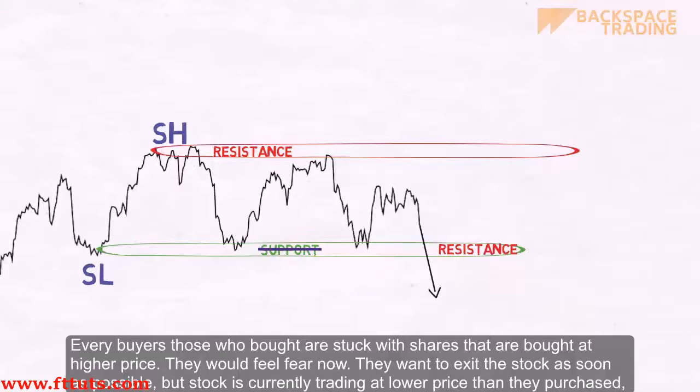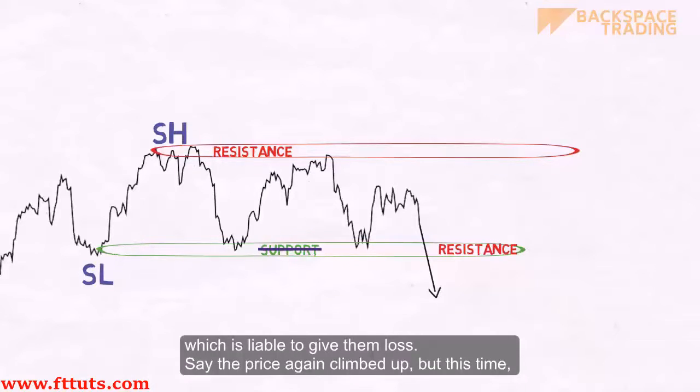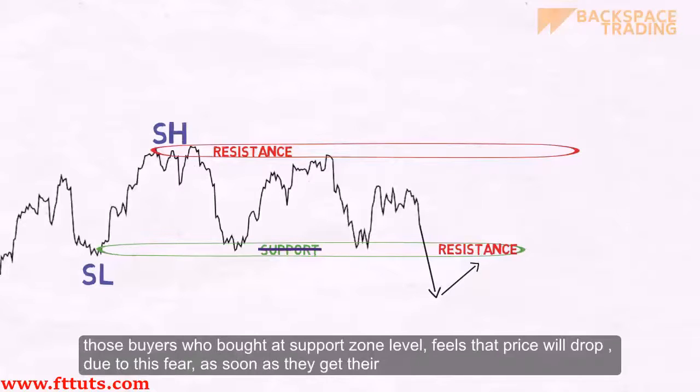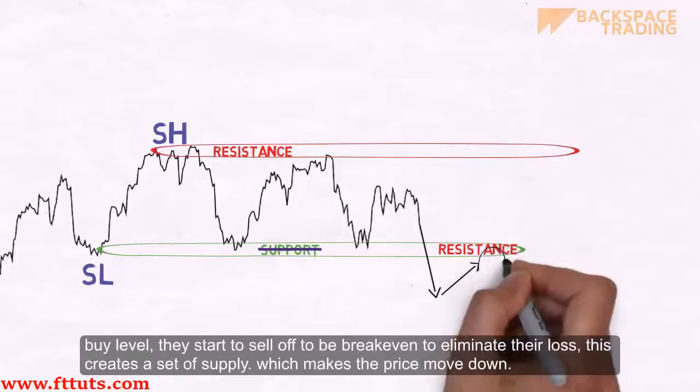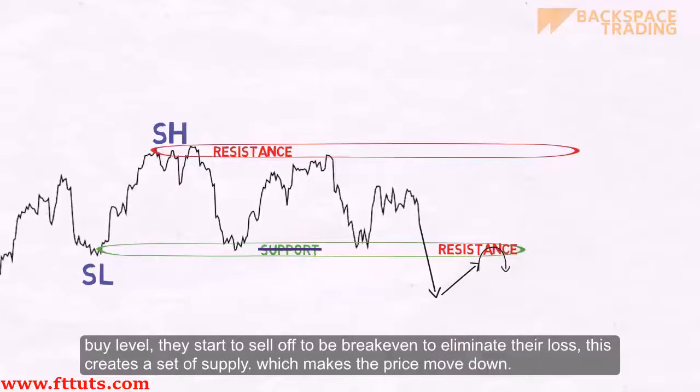They would feel the fear now. They want to exit the stock as soon as possible. But the stock is currently trading at a lower price than they purchased, which is liable to give them a loss. Say the price again climbed up, but this time those buyers who bought at the support zone level feel that the price will drop again. Due to this fear, as soon as they get to their buy level, they start to sell off to break even and eliminate their loss. This creates a set of supply which makes the price move down.